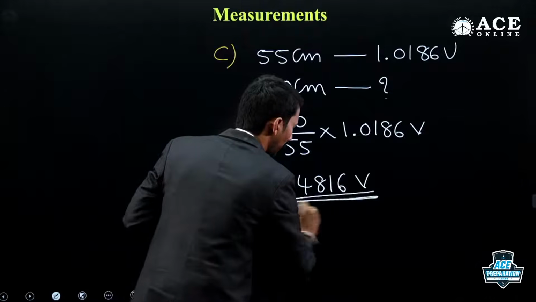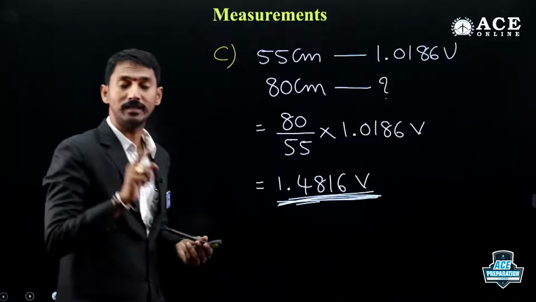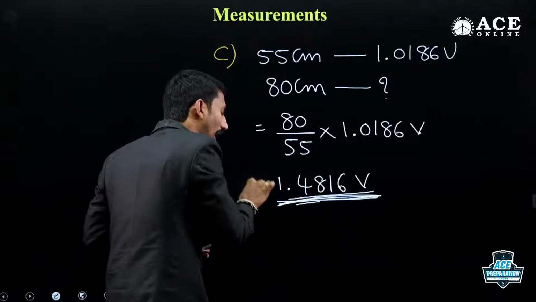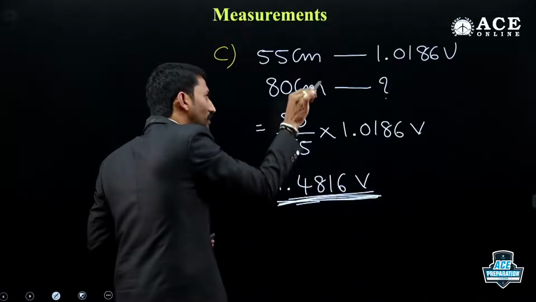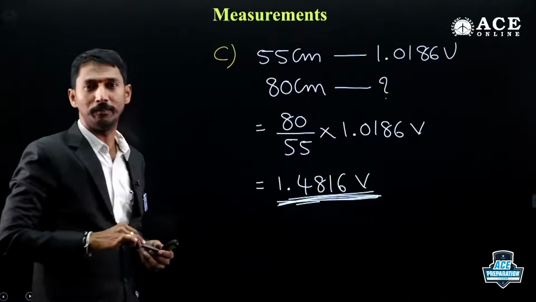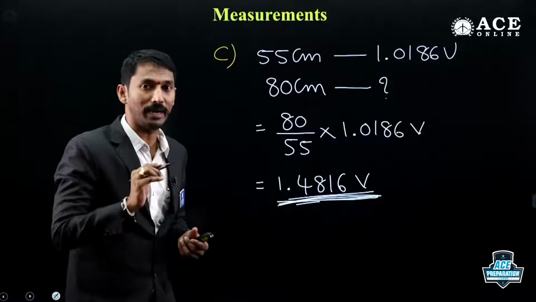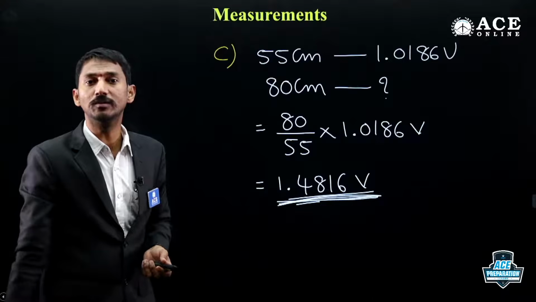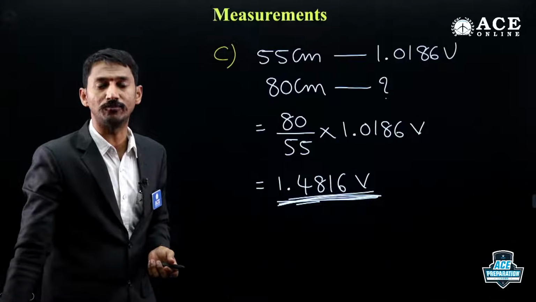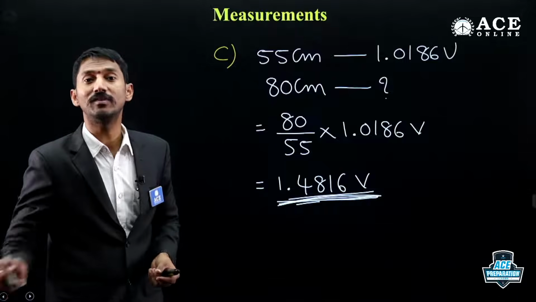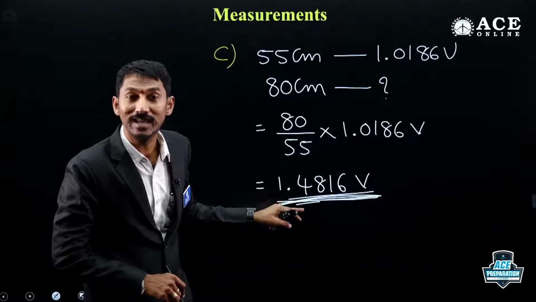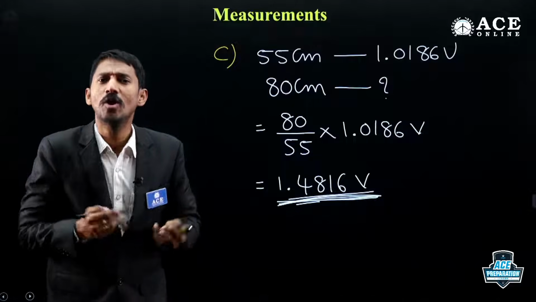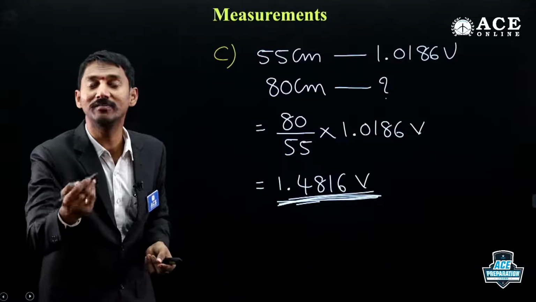1.4816. But here, the very important, crucial point is, this is the actual value across which centimeter? 80 centimeter. Okay. But how much value did he observe? He observed just 1.4. But the actual value is 1.48. So definitely deviation is there or not? Obviously, therefore error will be there.